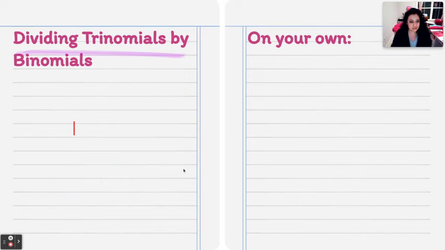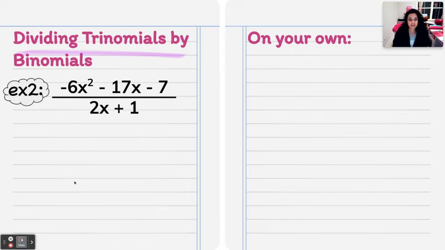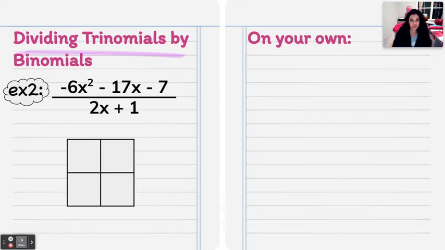Let's try another one. Oops, let me go ahead and clear that. All right, so our second example, negative 6x squared minus 17x minus 7 divided by 2x plus 1. So we're setting up my box. Again, I'm going to take my binomial and place it on top.